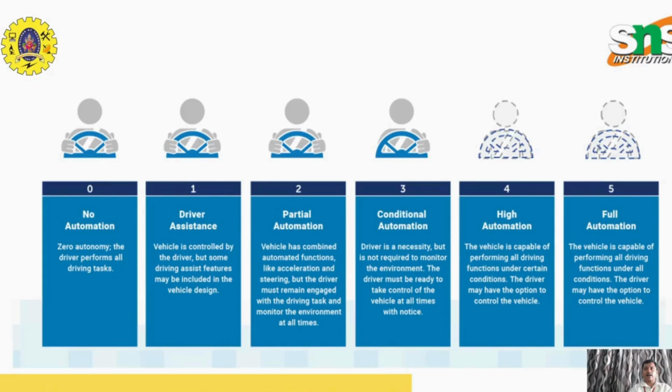And you can see the next level, that is level 3 of the autonomous vehicle, that is conditional automation. So here the driver is a necessity, but is not required to monitor the environment. In the previous level, the environment should be monitored by the driver. So here in the conditional automation, the environment can be monitored by using the inbuilt system of the vehicle.